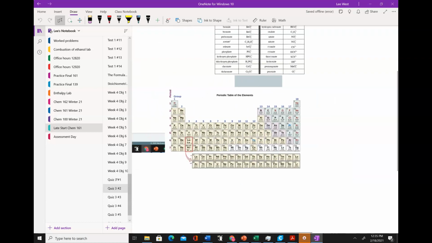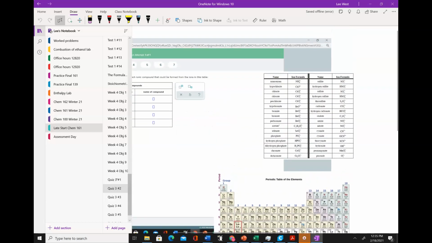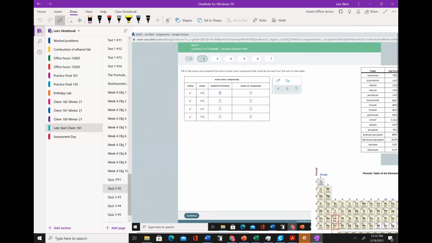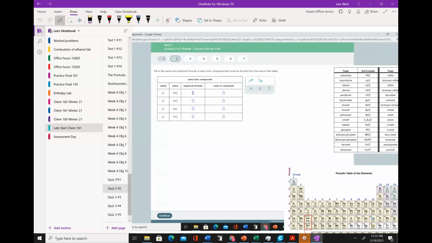What's going on here? Fill in the name and empirical formula of each ionic compound that could be formed. There's 4 of them. Oh, this is that one that we saw before, right? So 2 things immediately leap out. The cation is potassium, which is in group 1A, and so it's +1. It's also a fixed charged cation, so it doesn't need Roman numerals. So in all 4 cases, it's just going to be potassium.